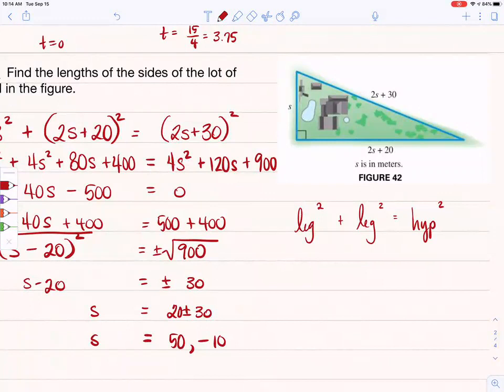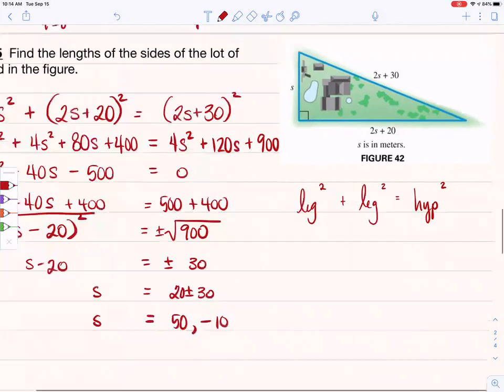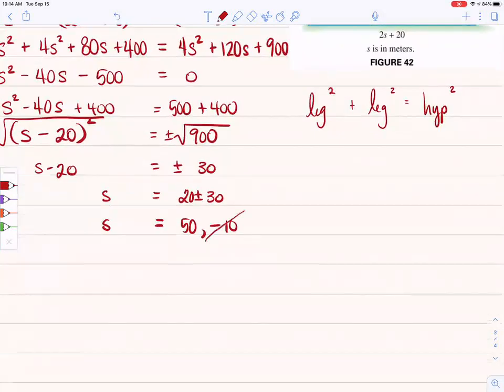What did S stand for in our original picture? I'm not asking what the label is. One of the legs. It was the length of a lot of land. Can your land be negative 10 meters long? No. So that negative 10, we can throw that one out. We don't need that one, because it doesn't make sense in our question.